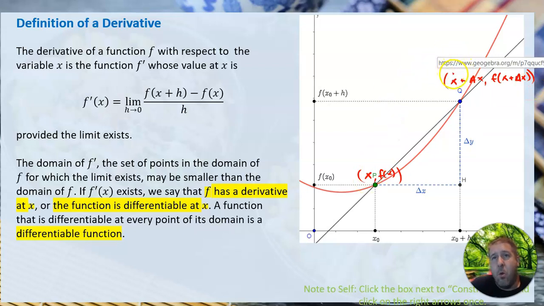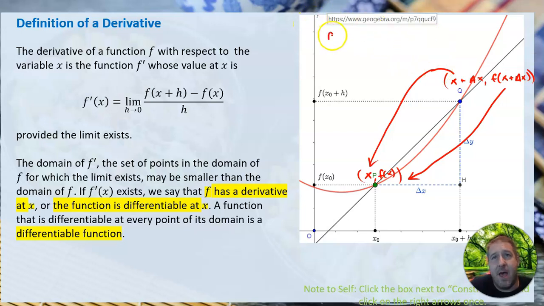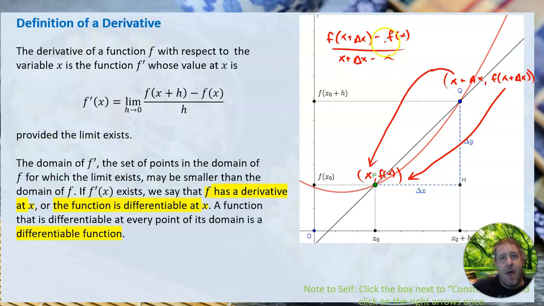And then we use the slope formula. We do y sub 2 minus y sub 1 over x sub 2 minus x sub 1. So when we do that, we get f of x plus delta x minus f of x over this, which is x plus delta x minus x. And then we can simplify this down to the formula that you see right here. And then it ends up working.